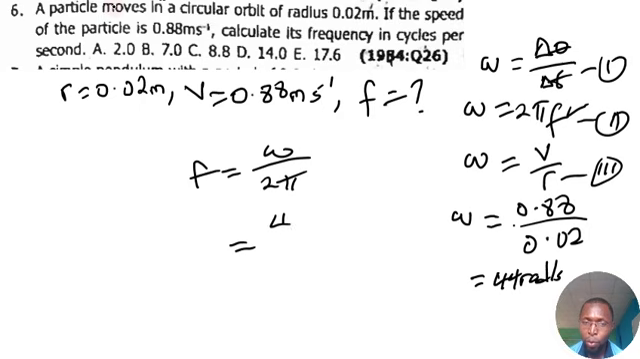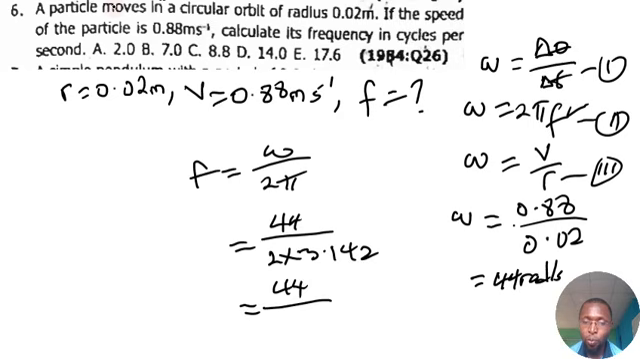So 44 over 2 times pi, where pi is 3.142, or 22 over 7, approximately 3.142. So that will be equal to 44 over, now let us multiply 2 by 3.142. 2 times 3.142 gives us 6.284.